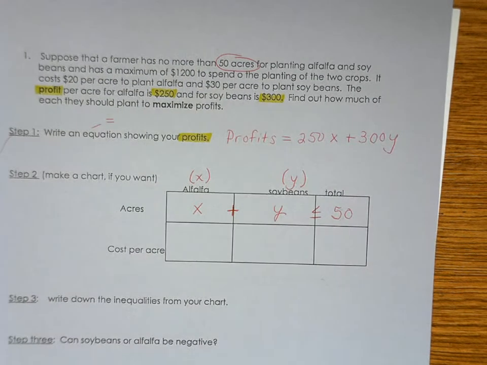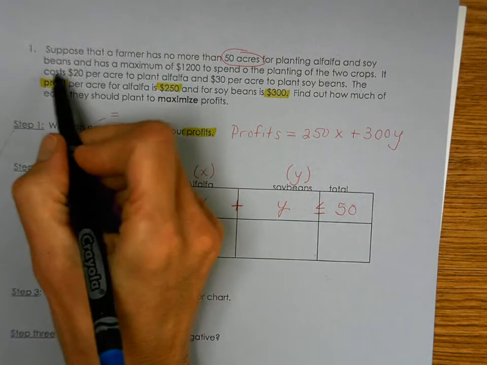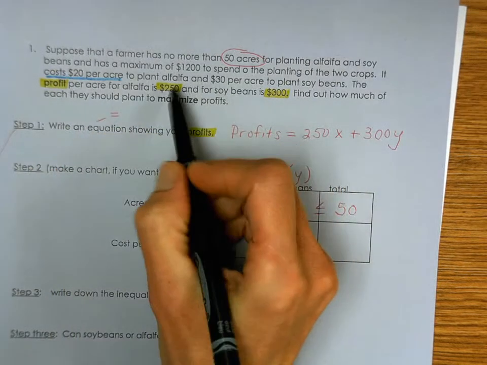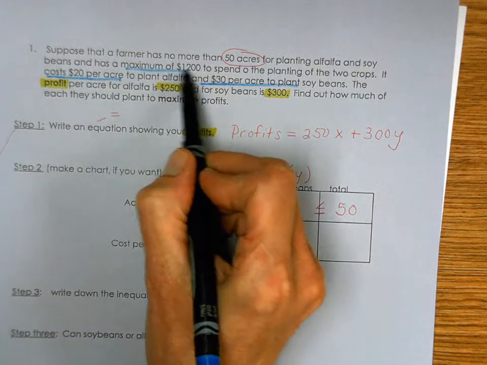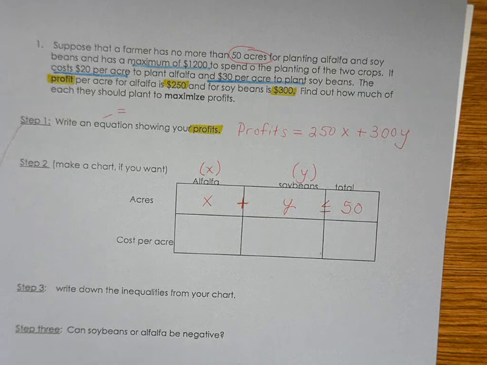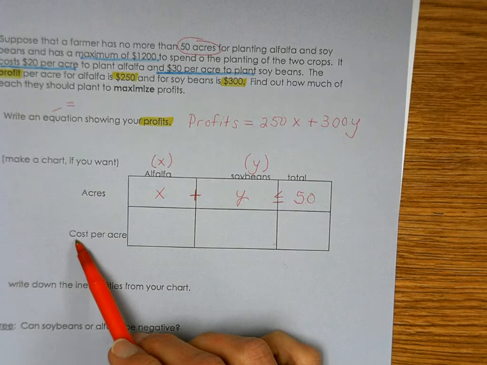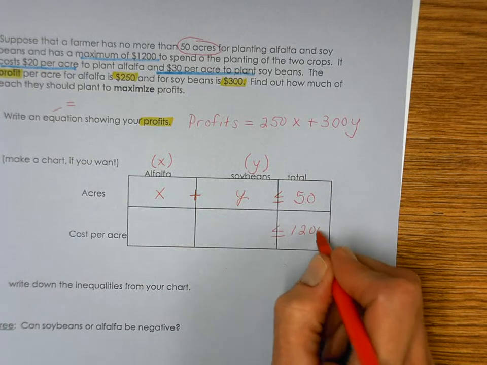Now let's read the problem and look for cost per acre. Anytime that I see cost per acre, I'm going to circle it in blue. So right here I've got cost per acre, here again cost per acre, and I've got a maximum of $1,200 that I can spend. So this farmer, I'll pretend I'm the farmer, I only have $1,200 in my pocket. I can't spend more than that. So the cost, I've got to keep it less than or equal to $1,200.